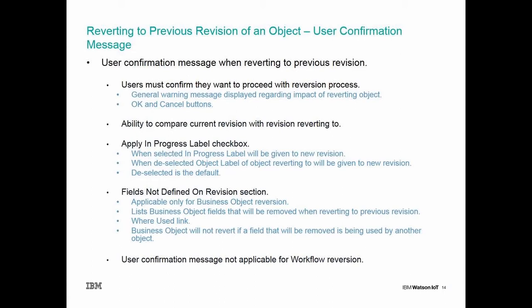Fields not defined on revision section. This one is only applicable for business object reversioning. It lists the business object fields that will be removed when reverting to previous revisions. Also within this section is a Where Used link next to each field that will be removed. Note that business objects will not be able to revert if a field that will be removed is being used by another object. And note that the user confirmation message is not applicable for workflow reversions.